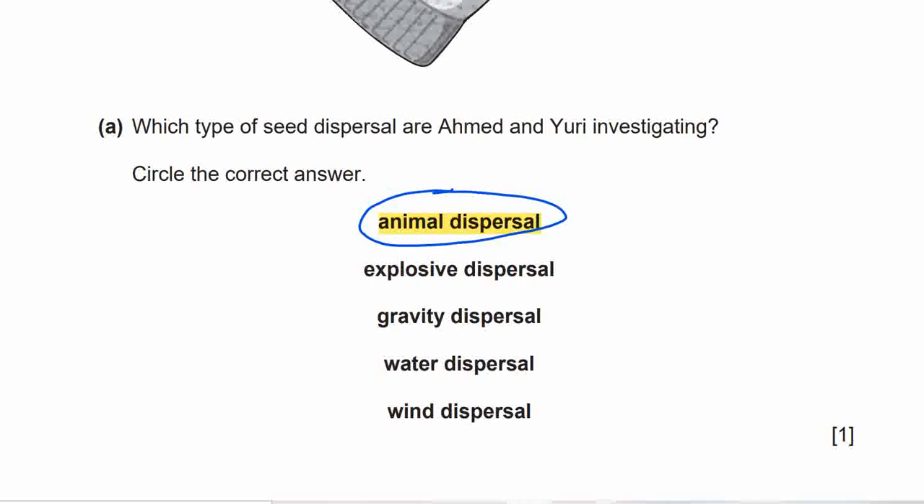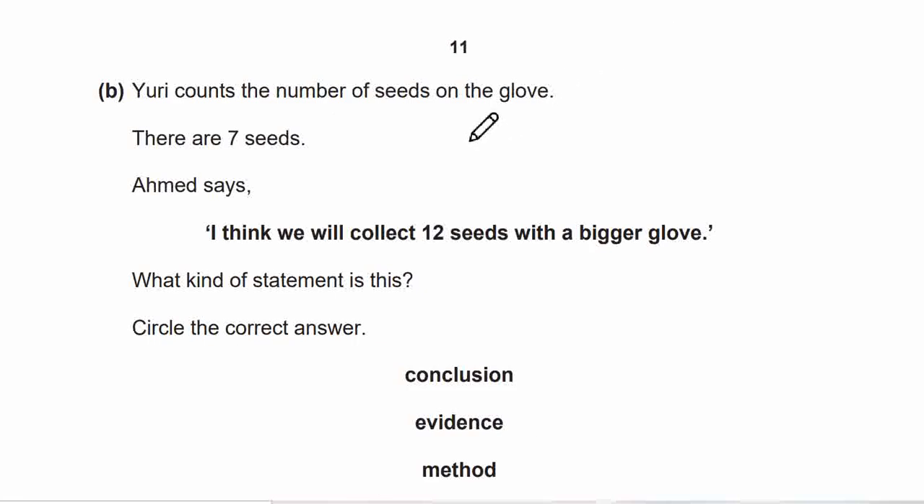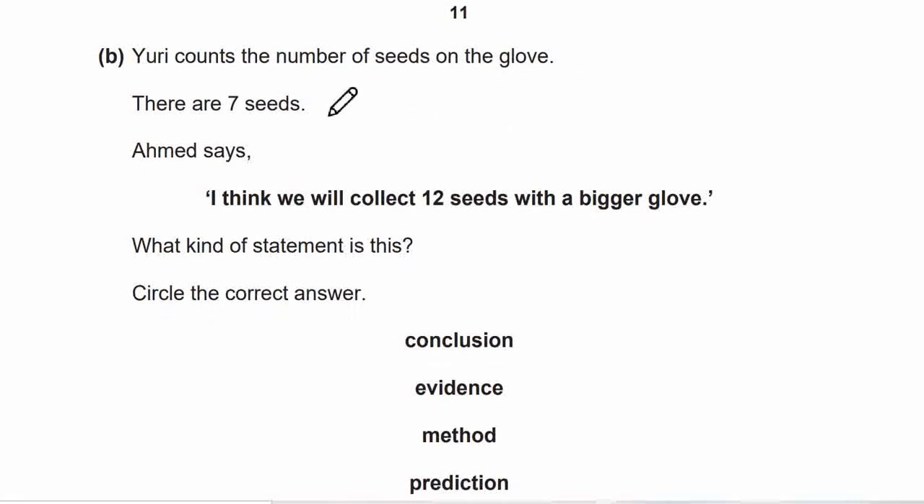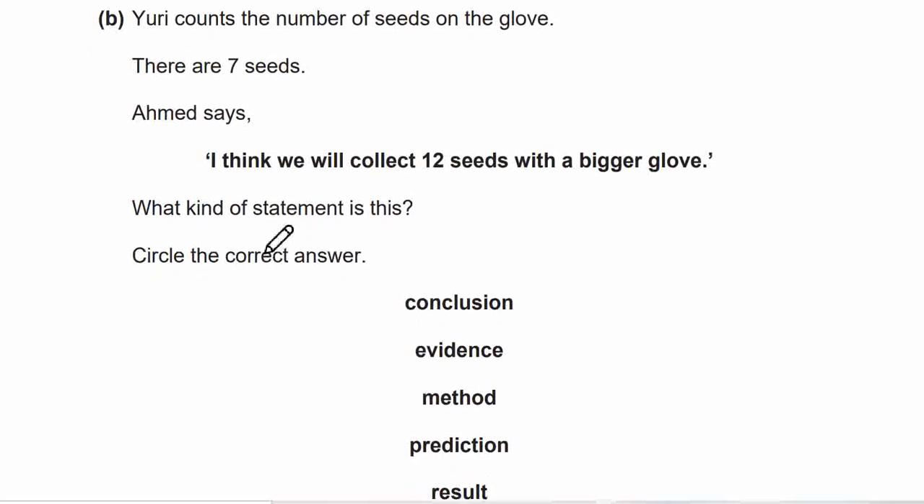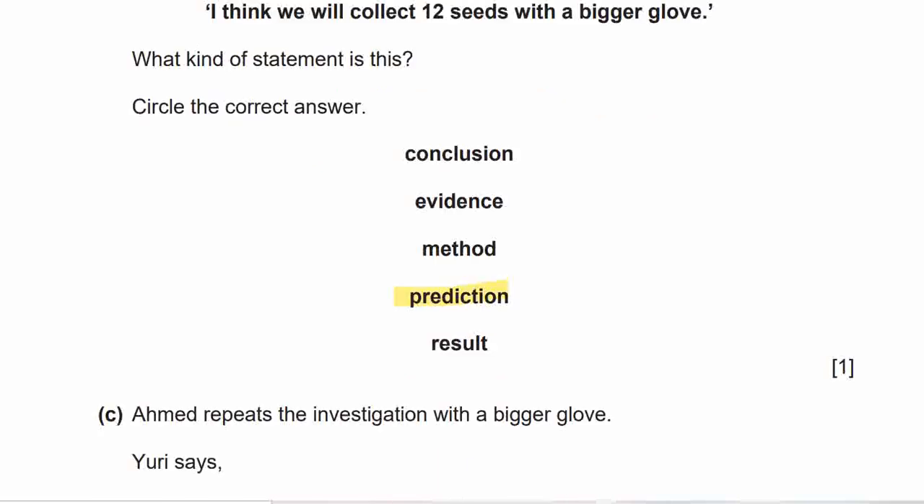because the seeds have hooks that will hook to the body of the animal. Question B. Yuri counts the number of seeds on the glove. There are 7 seeds. Ahmed says, I think we'll collect 12 seeds with a bigger glove. What kind of statement is this? Circle the correct answer. Is it the conclusion, evidence, method, prediction, or result? I think this is to predict, so it should be a prediction. So the answer will be prediction.